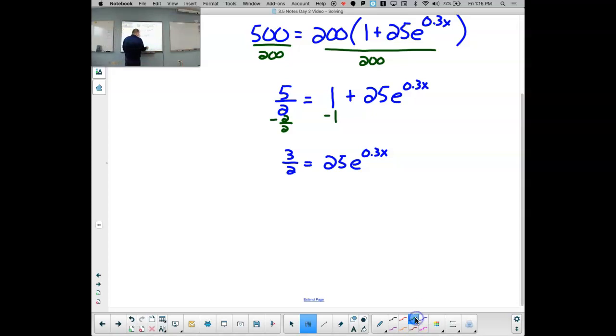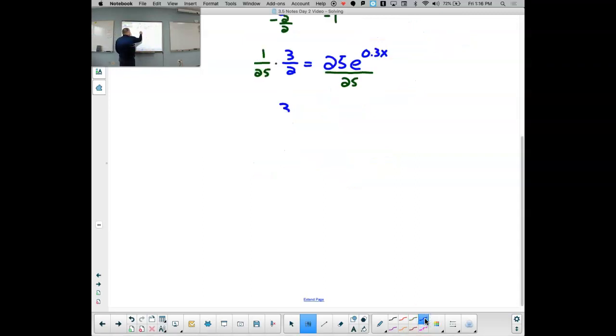So next off, I want to get rid of this 25, so I'm going to divide by 25. Dividing by 25 is the same as multiplying by 1 over 25, since I'm in fraction form. And that's going to then give me 3 over 50 is equal to e to the 0.3x power. Now I've finally isolated my exponented term. In this case, it's e to the 0.3x power.